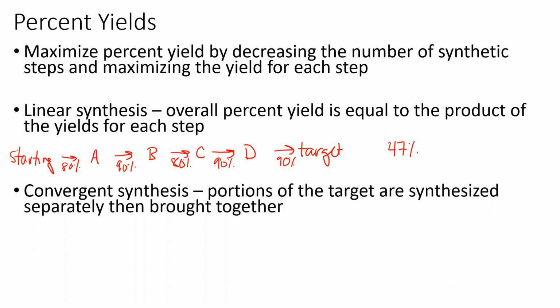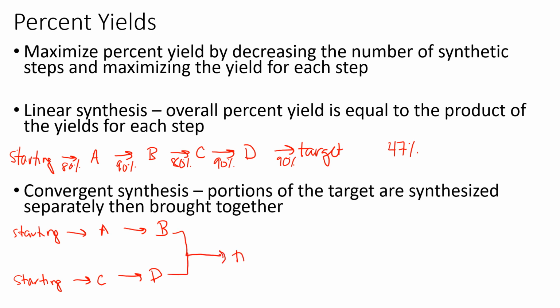Another way that we can design our synthesis is through a convergent method. This is where portions of the target are synthesized separately, and then they're finally brought together. So I would have my starting material for one process, and I would go through a series of steps to get to a certain target. In a separate process, I would have a different set of starting materials, and again, I would design a synthesis to get to a certain target. Those two targets would then be brought together to get to my final product.